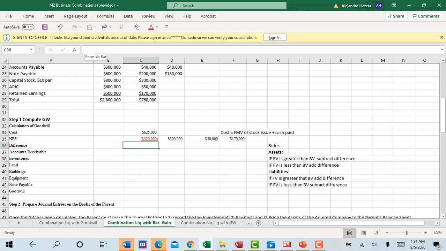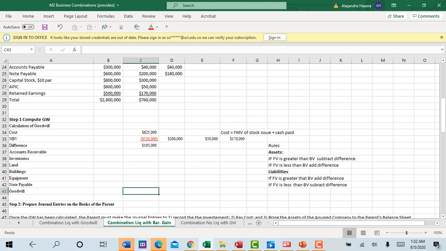$520. And here's the difference: if we add these two together, we get 105. So we do overpay by 105 here, but we may have enough negative amounts here that we end up with a negative number for goodwill. When you end up with a negative number for goodwill, then it's not goodwill anymore. It's going to be a bargain purchase gain.